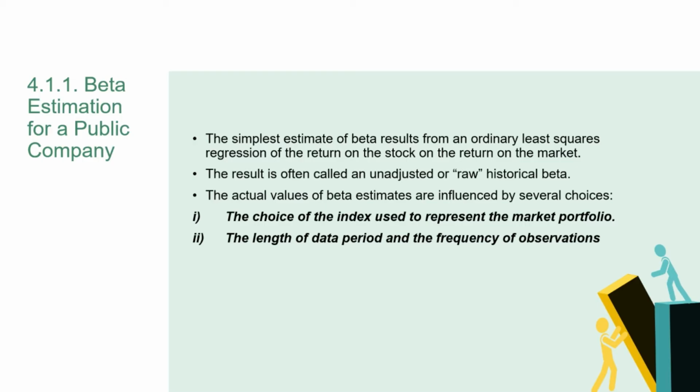4.1.1 Beta estimations for a public company. The simplest estimate of beta results from an ordinary least squares regression of the return on the stock on the return on the market. The result is often called an unadjusted or raw historical beta. The actual values of beta estimates are influenced by several choices, such as the choice of the index used to represent the market portfolio, the length of the data period, and the frequency of the observations.